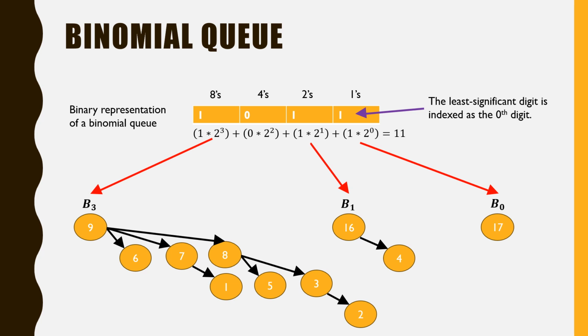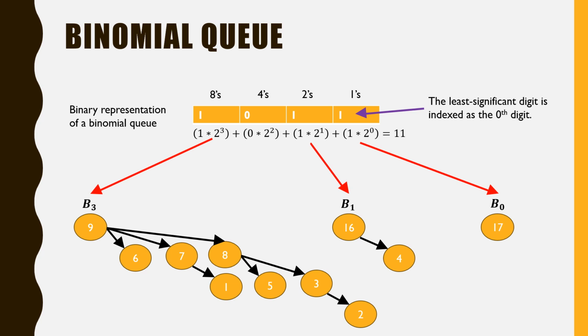This binary representation directly reflects the size of the binomial queue. The binary representation 1011 evaluates to 11 in decimal, which matches exactly the size of this binomial queue. This property holds because a binomial tree Bk contains 2 to the power of k elements, aligning with the weight of the kth digit in binary numbers.